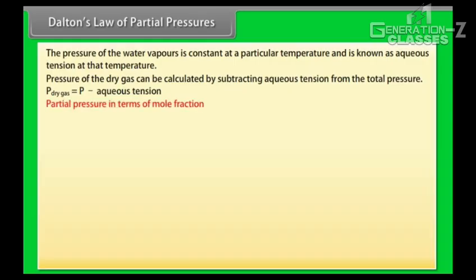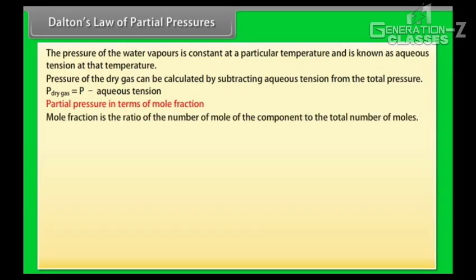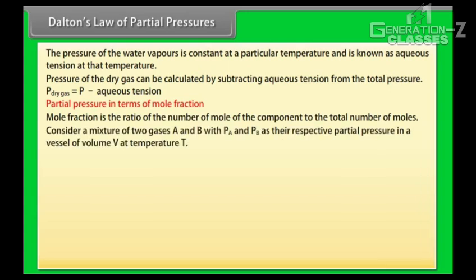Partial pressure in terms of mole fraction. Mole fraction is the ratio of the number of moles of the component to the total number of moles. Consider a mixture of two gases A and B with PA and PB as their respective partial pressures in a vessel of volume V at temperature T. Then, PA is equal to nA RT by V. PB is equal to nB RT by V.